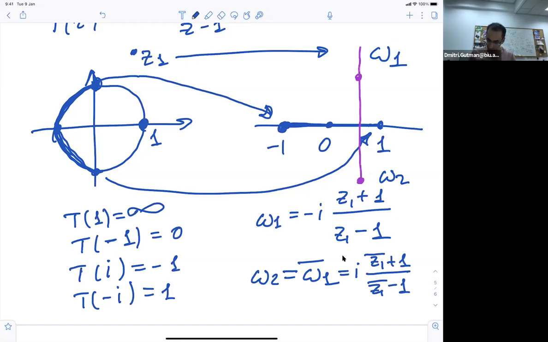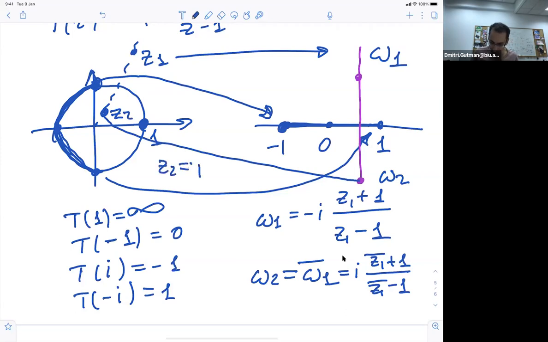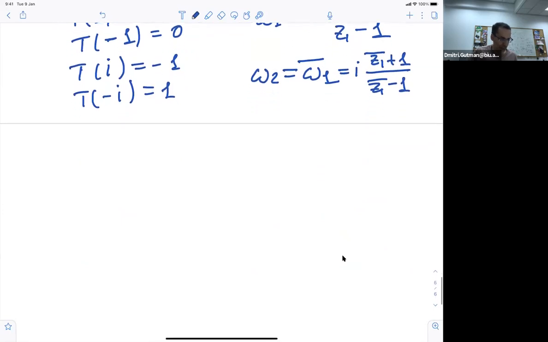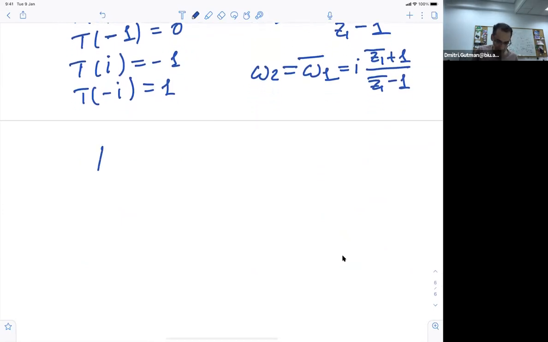And now I want to send it back. I want to send this point back to get a point somewhere on the Z plane. I'm sending this point back somewhere there. It will be point Z2, and Z2 will be C minus 1 of the point W2. So I need to construct the transformation C minus 1 of W for the transformation I just drew. And this is, of course, the transformation we discussed at the beginning of this topic.